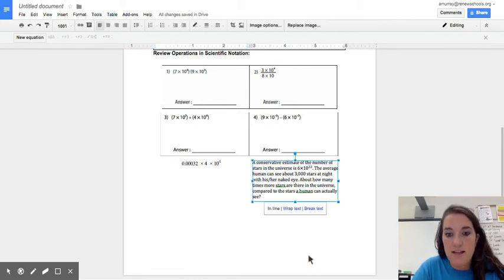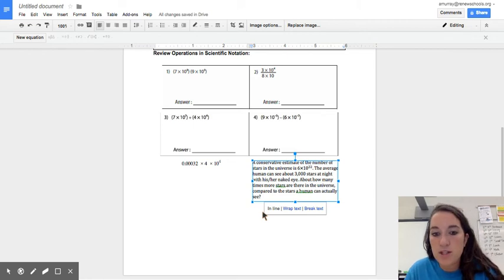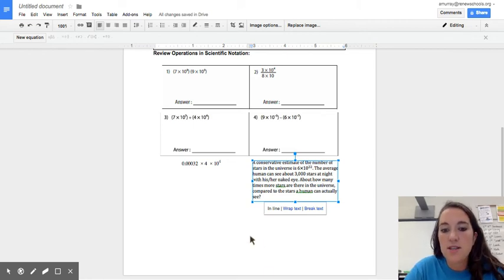And lastly, you have this problem right here. A conservative exponent of the number of stars in the universe is 6 times 10 to the 22nd power. The average human can see about 3,000 stars at night with his or her naked eye. About how many times more stars are there in the universe compared to the stars a human can actually see?